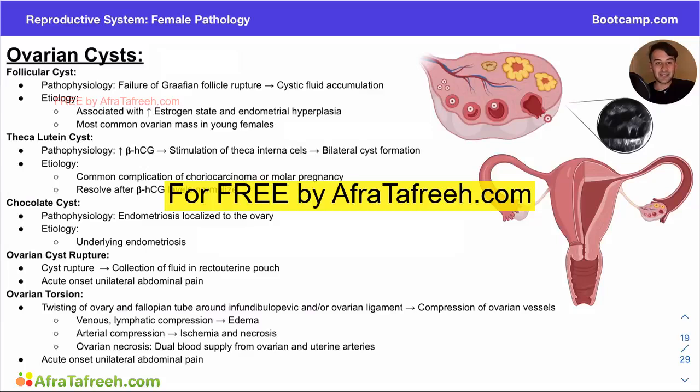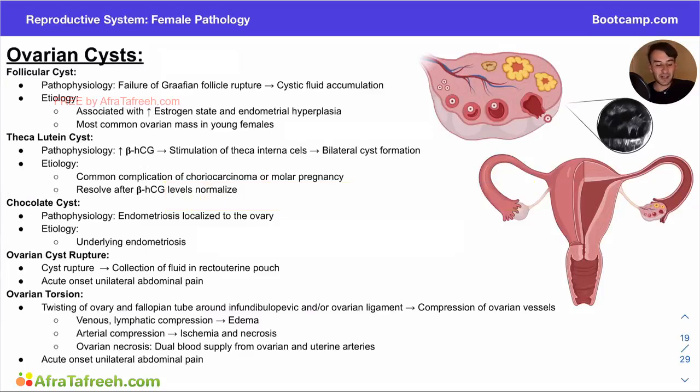Alright guys, let's get busy talking about our ovarian cysts. We're going to have 3 types of ovarian cysts to talk about, and then towards the end we are going to talk about a couple of complications of ovarian cysts. So let's go ahead and get started by talking about our follicular cysts.